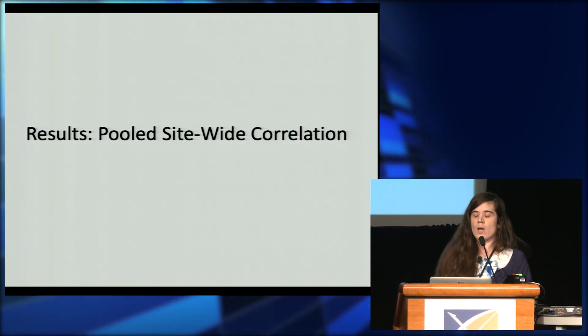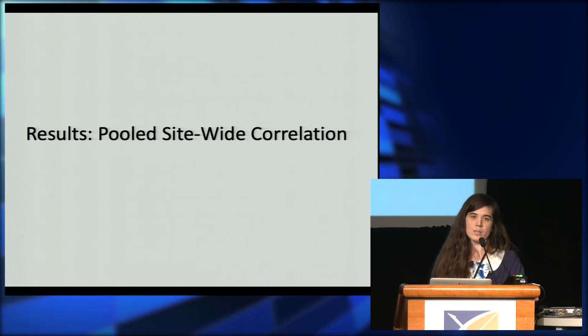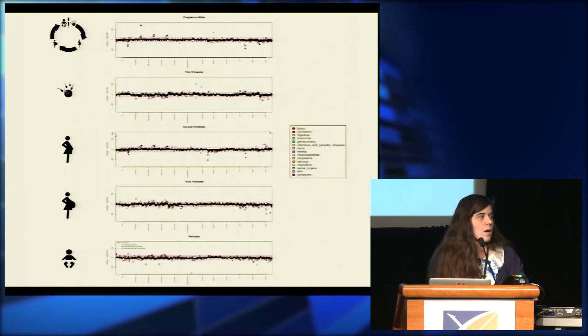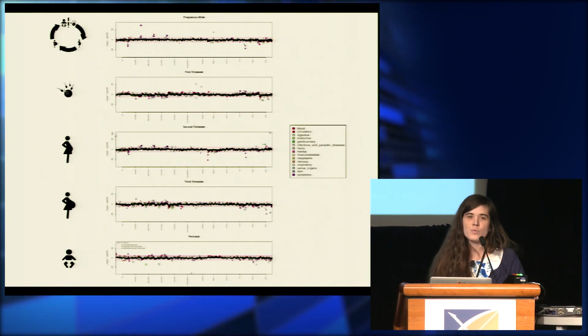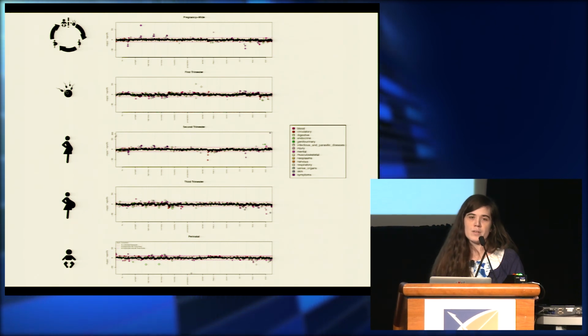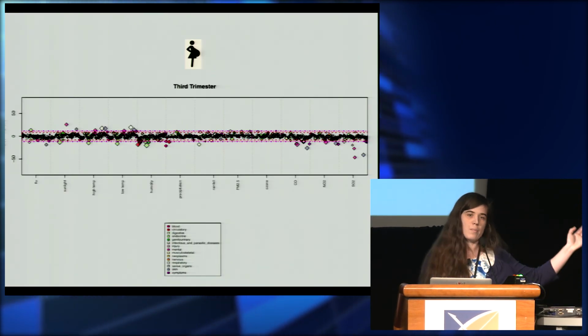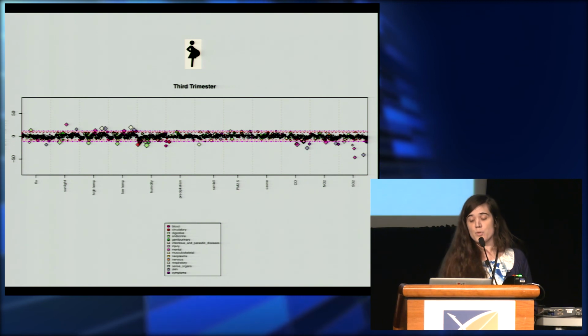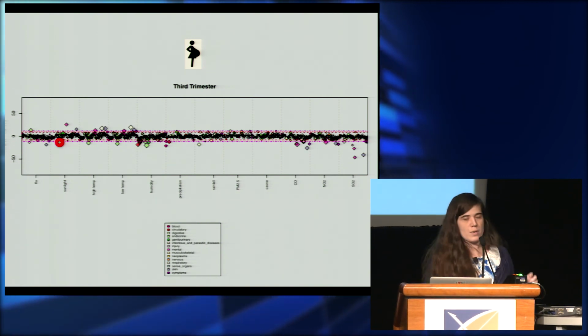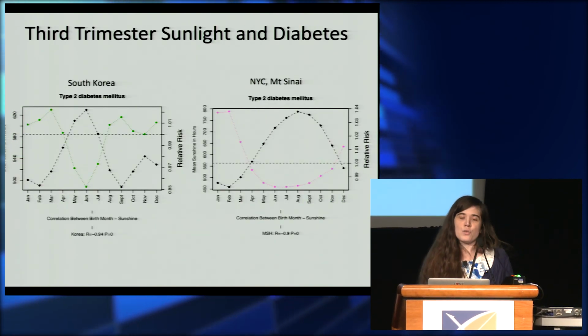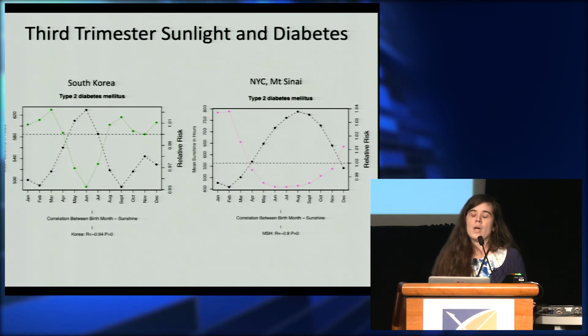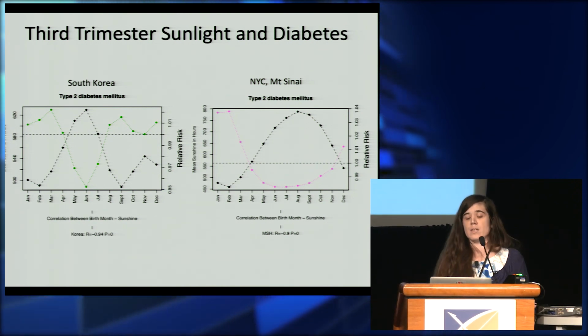We ended up with pooled site-wide correlations across our study sites. And because we did a lot of comparisons, we also adjusted for multiple comparisons using Bonferroni. So this is a zoom up of just the plot from third trimester exposures, and I'm going to focus on that one little dot. So this is third trimester sunlight and exposure to an increased risk of type 2 diabetes in the offspring.